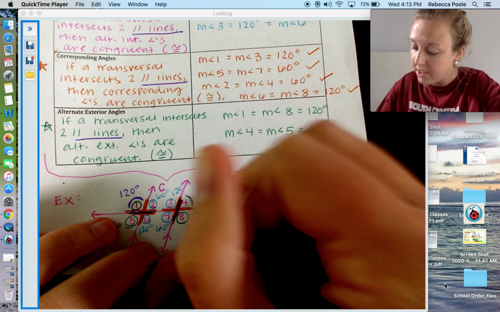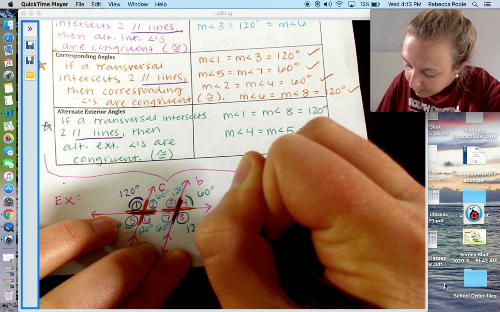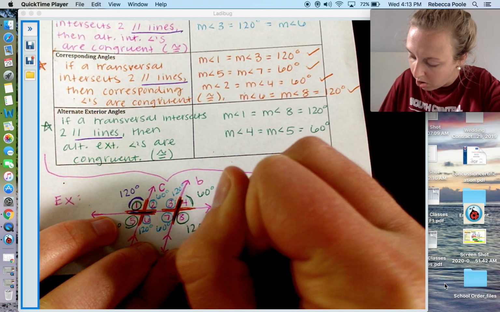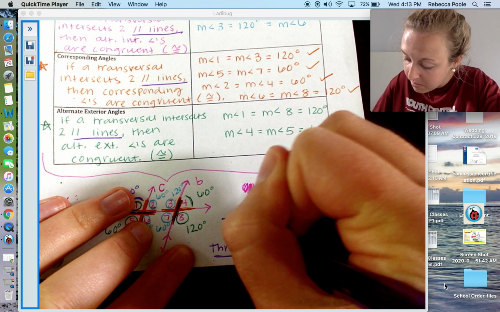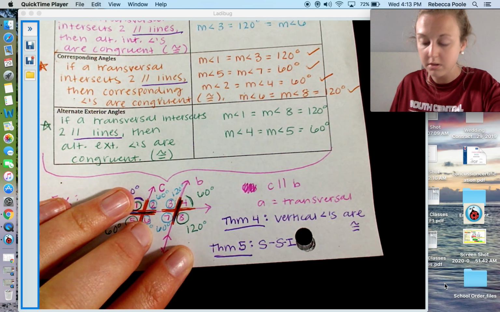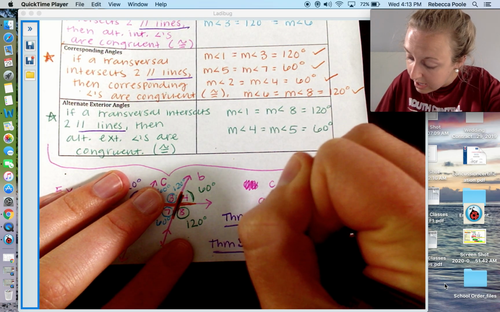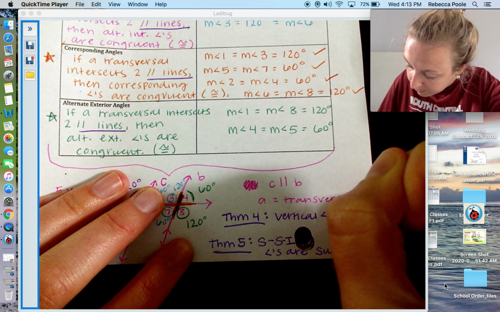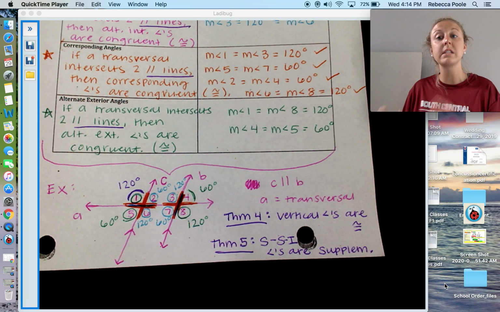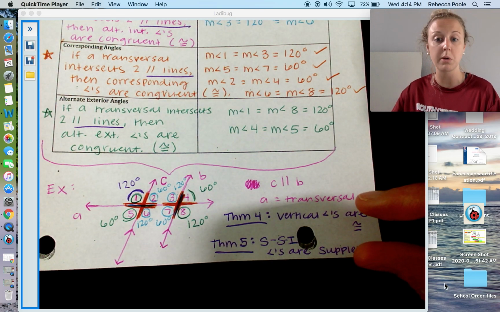Okay, and then theorem 5, I'm running out of room. I'm trying to give y'all all this good info. Theorem 5 is that same side interior. So make sure you heard me say that same side interior angles are supplementary, which means they will add to 180. So I do want to show you these 2 really quick as well, okay?